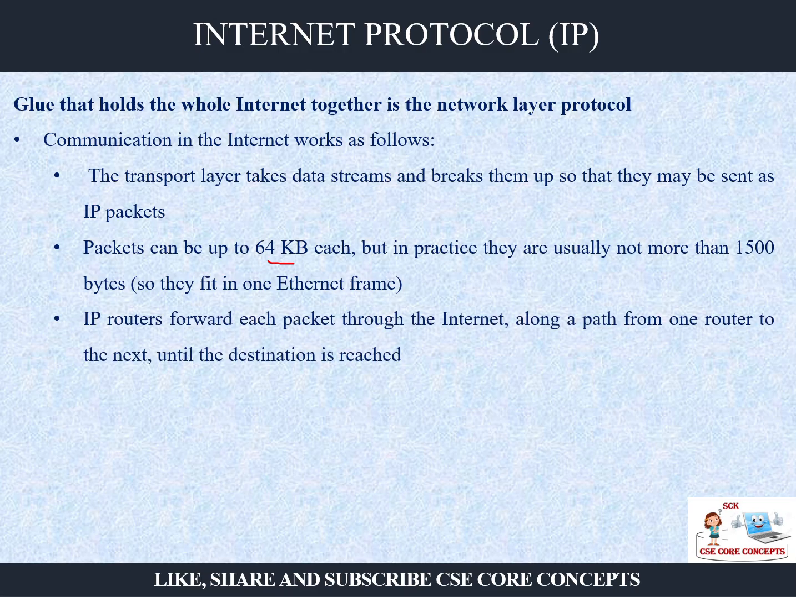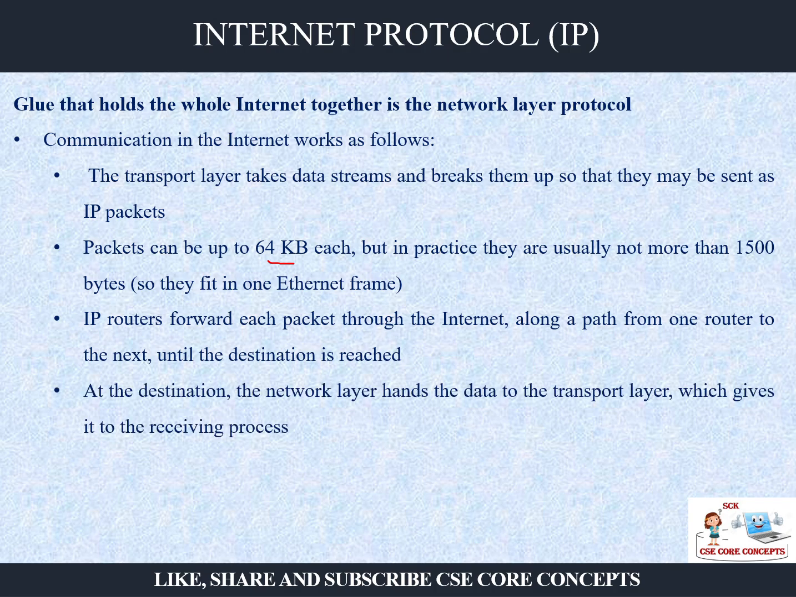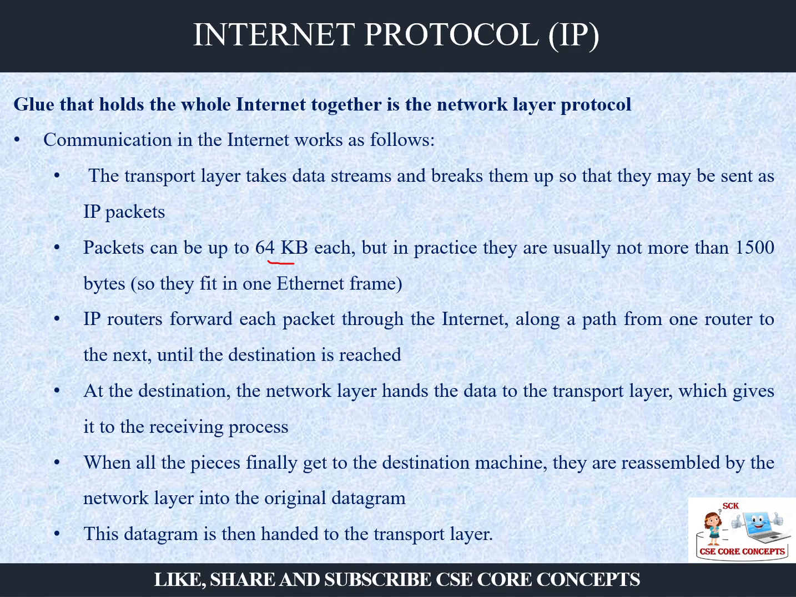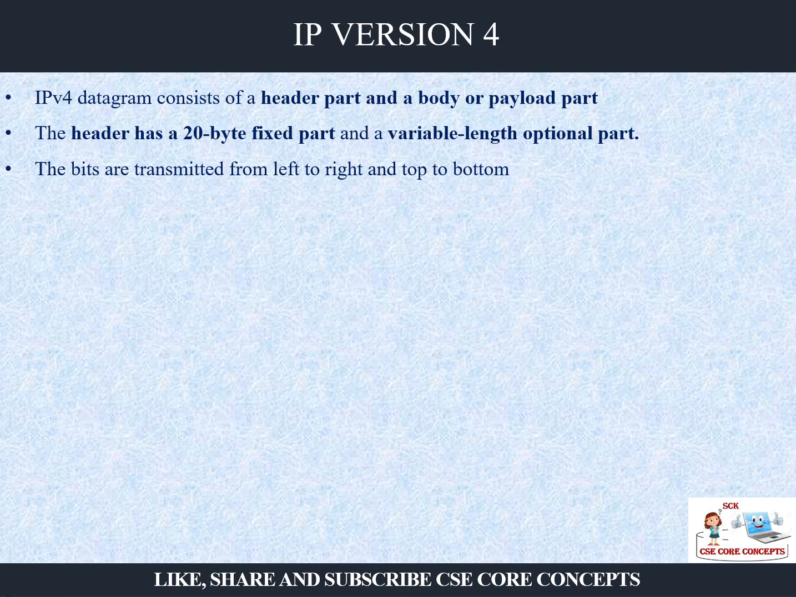Now there are IP routers, which will forward each packet through the internet along a path from one router to the next until you reach the destination. At the destination end, the network layer hands this data to the transport layer, which will give it to its receiving process. When all the pieces finally reach the destination machine, they are reassembled by the network layer into the original data, and this data is then given to the transport layer.